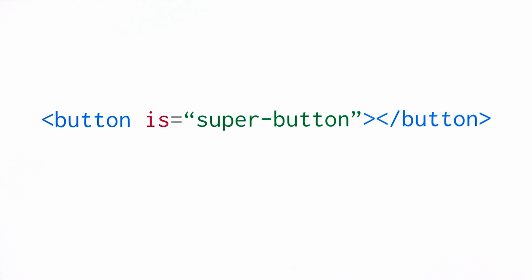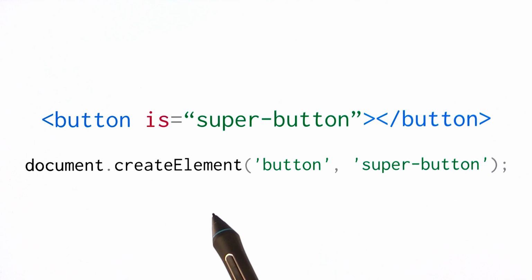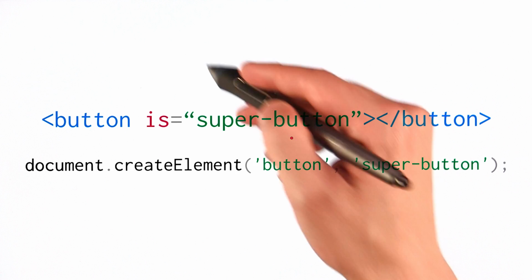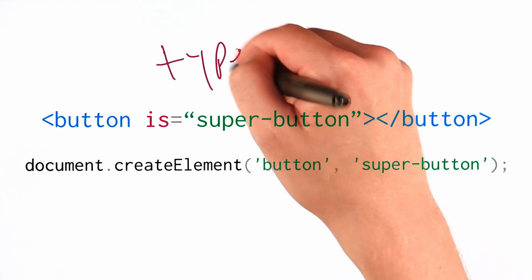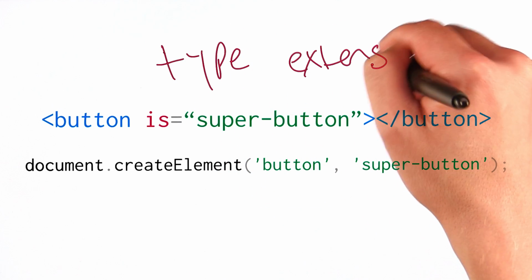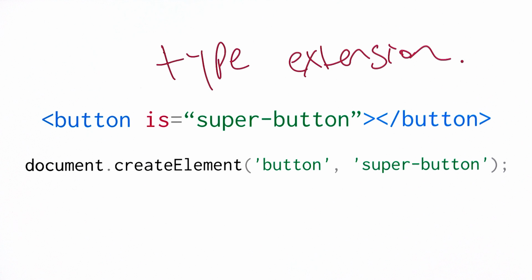If you want to do this in JavaScript, you call document create element, pass in the original tag name and the extending tag name. Now, creating an element in this fashion is known as a type extension element. And as I said before, they've got a few very nice benefits.